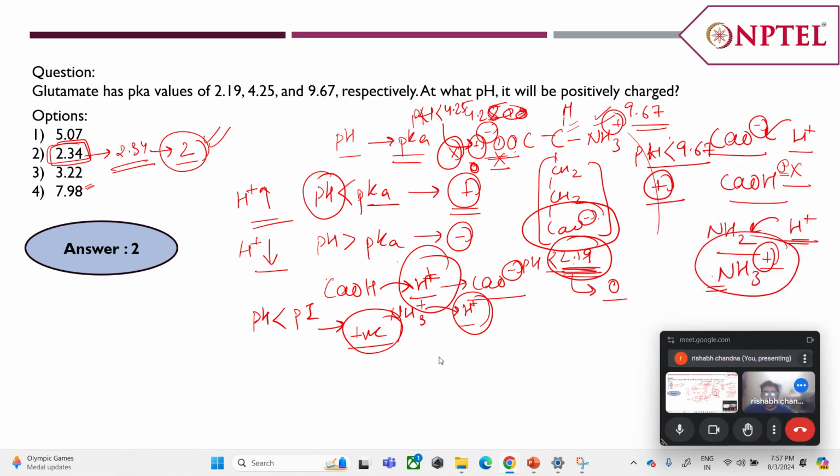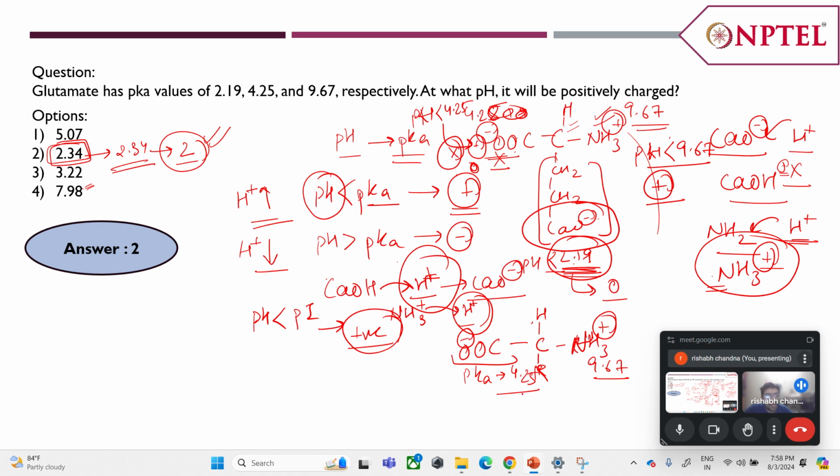So now what we'll do, for example, here we have a simple amino acid. We'll talk about it. Now what will happen? Consider its pK is around 4.25 per se. Nearly 4 is the pK for the carboxyl group, and the pK for the amino group is around 9.67. This is a generalized thing, and it will vary depending upon the side chain that the amino acid has.